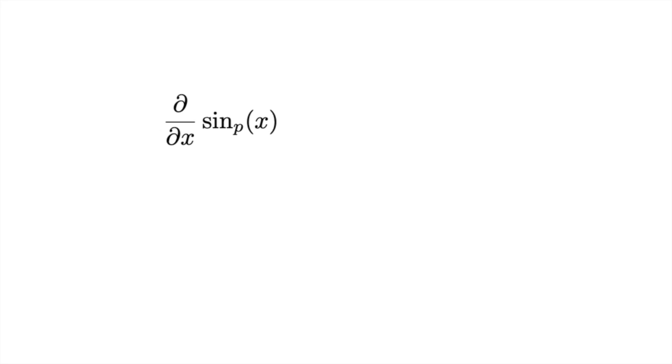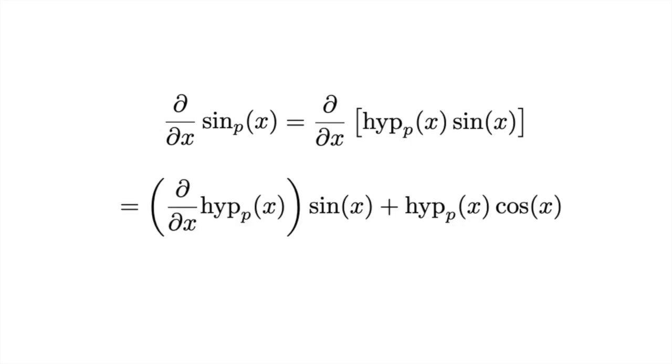Here I'm taking the partial derivative because all of our base p trig functions are technically multivariate. It is possible to differentiate with respect to p, but for now we'll only be doing it with respect to x. Now back to the task at hand. Since sine base p is height base p times sine, we'll have to perform a product rule in order to find the derivative, which then means we have to find the derivative of height.